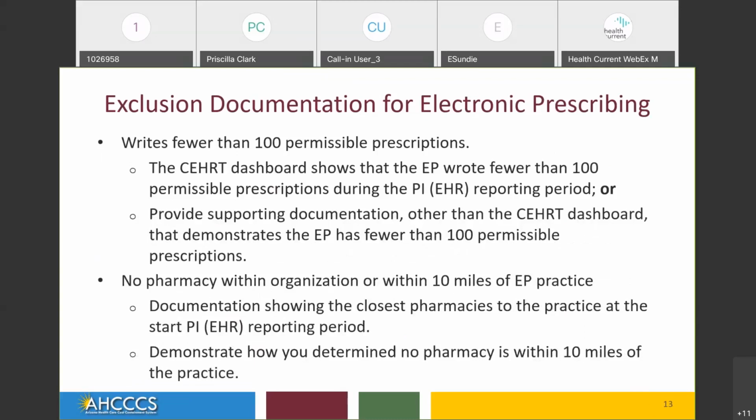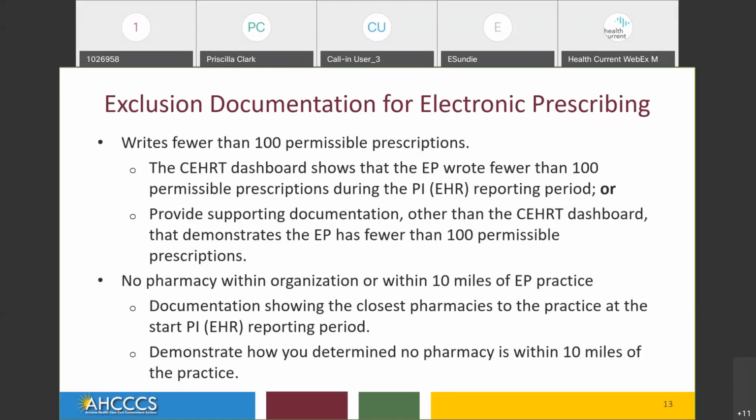What type of documentation is required when an EP claims an exclusion? So for the first exclusion, which is when the EP writes fewer than 100 permissible prescriptions, there are two different options. The first option is the CERT dashboard shows that the EP wrote fewer than 100 permissible prescriptions during the PI reporting period, or provide supporting documentation other than the CERT dashboard that demonstrates that the EP has fewer than 100 permissible prescriptions.